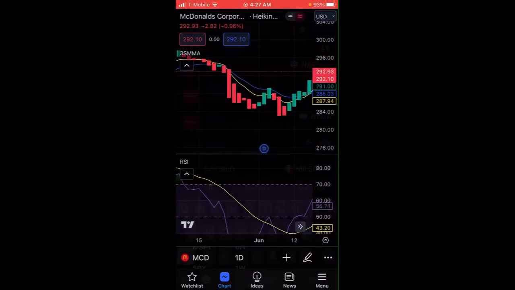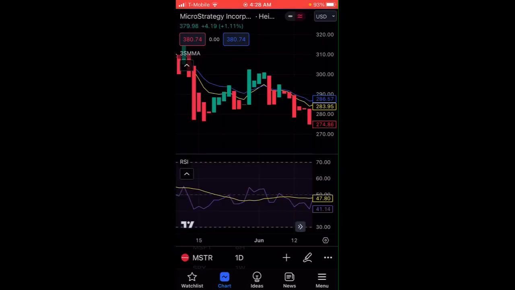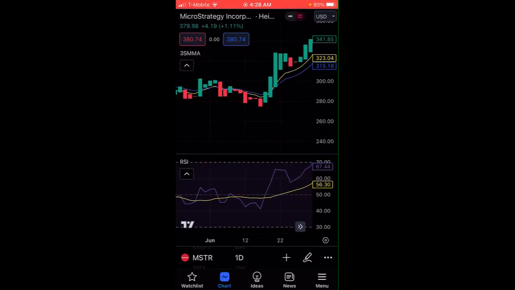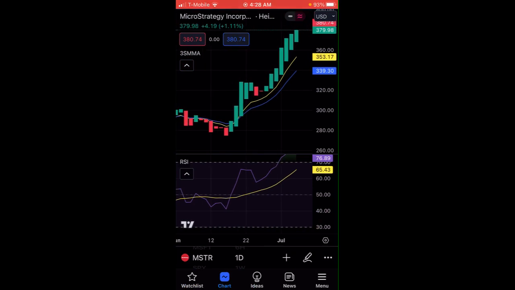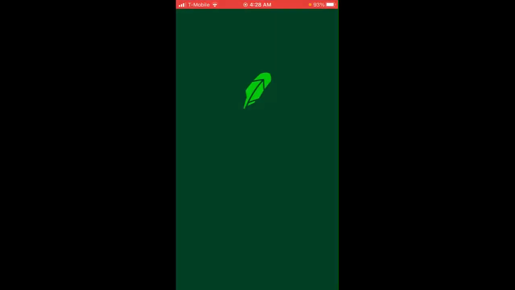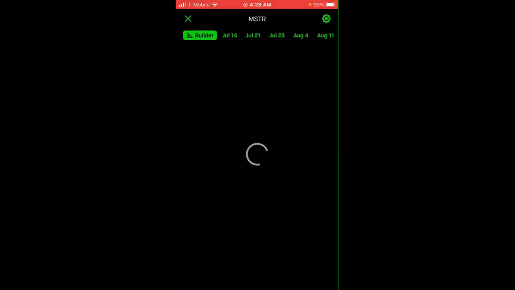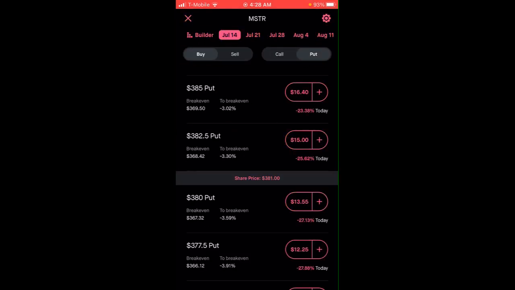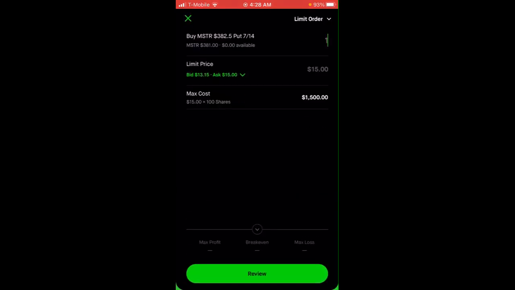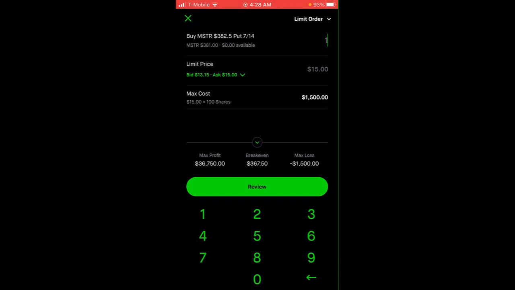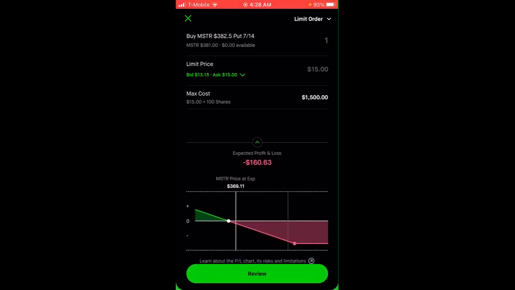We're going to go to MicroStrategy Incorporated here. And basically the strategy here, real quick, let's look at how much the contracts actually cost. Let's just say we're going to predict that it's going to go down right now. Typically it's going to cost a little bit over $1,500 for a contract, and you would have to be right on the money for it.